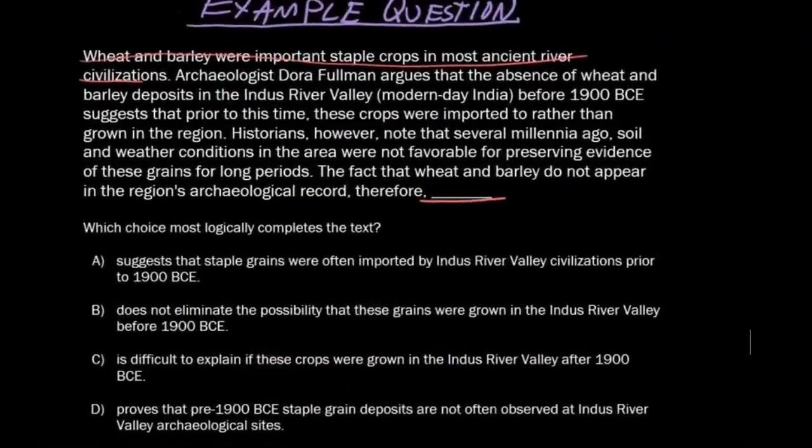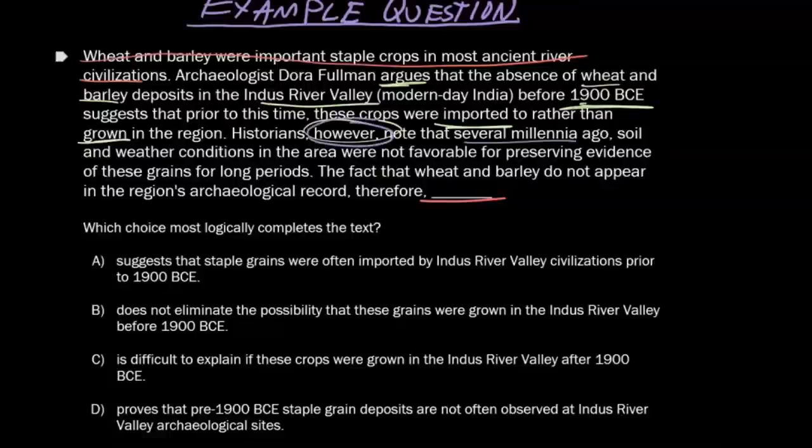So our first detail here: archaeologist Dora Fullman argues that the absence of wheat and barley deposits in the Indus River Valley before 1900 BCE suggests that crops were imported rather than grown. However, it's a transition word. However, historians note that several millennia ago, so that would have been thousands of years ago, around and before this time period, soil and weather conditions in the area were not favorable for preserving evidence, right?